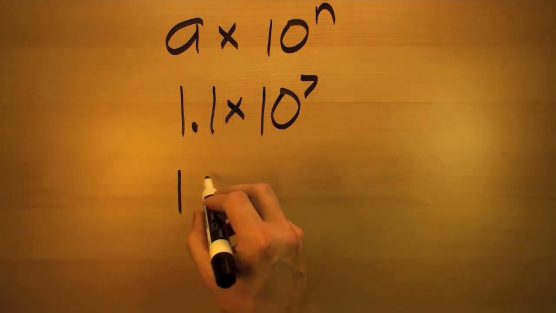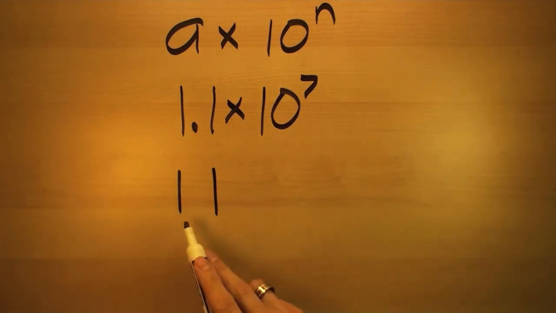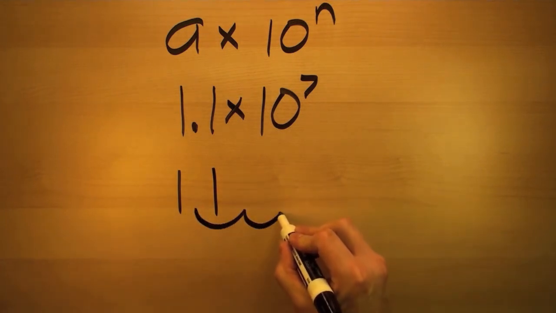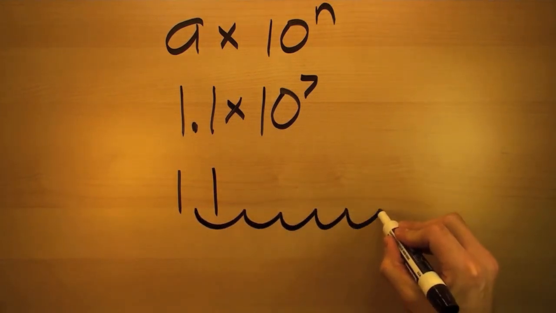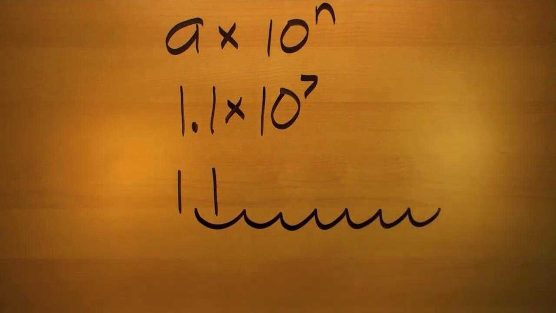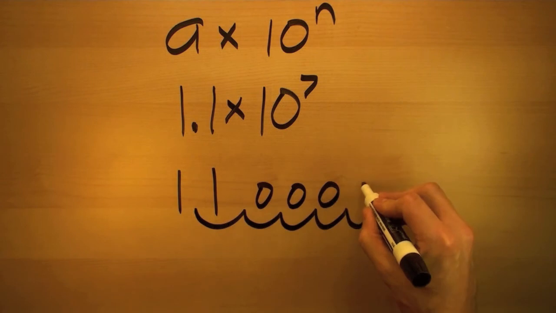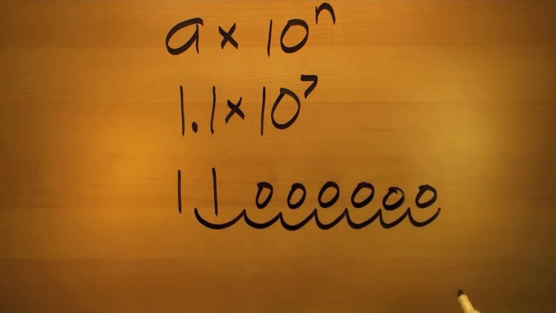So we start off with 1, 1. The decimal place was here in between the ones, and now we're going to move it 7 places. So 1, 2, 3, 4, 5, 6, 7. And then we just fill it in with zeros. And there we get 11 million.